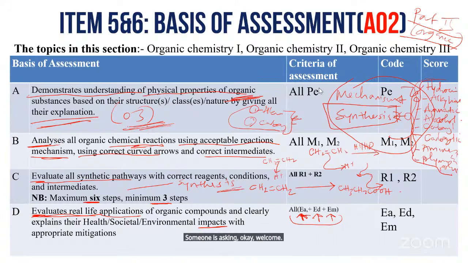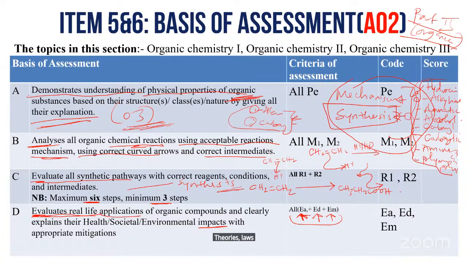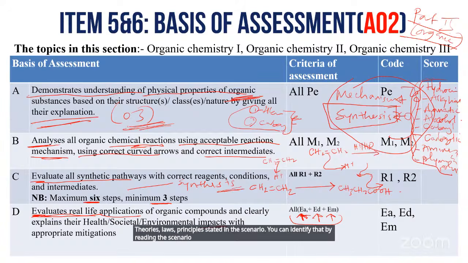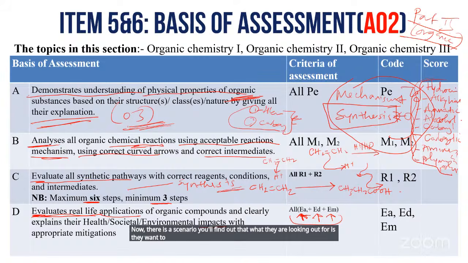Someone is asking, how do we identify the factors, theories, laws, principles stated in the scenario? You can identify that by reading the scenario very well and you get to know what they want. Now, there is a scenario where you will find out that what they are looking for is they wanted to apply the law, like Hess's law. Like that item I gave you already on thermochemistry is about application of Hess's law.